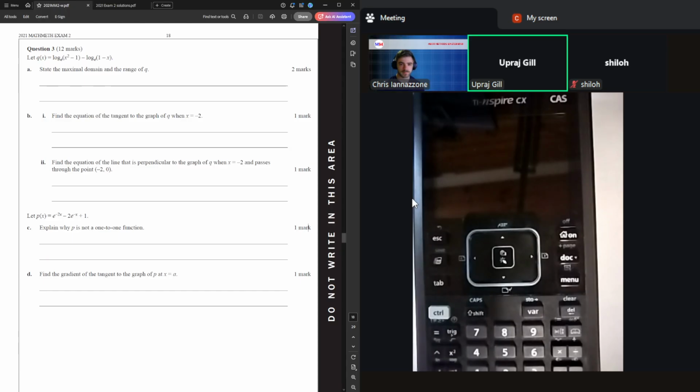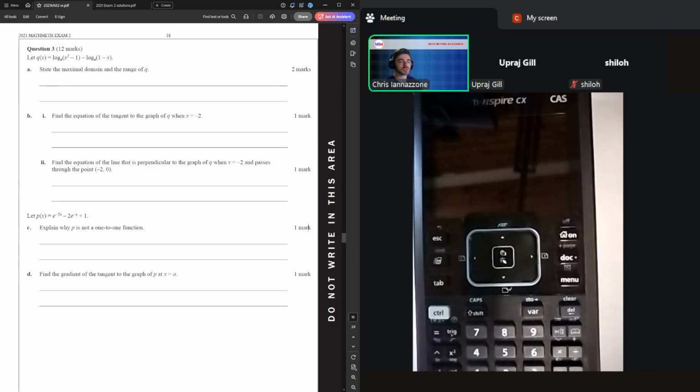Oh, go ahead, Chris. Is the maximal domain negative infinity to -1, with the curly brackets, not the rounded brackets? Sure is. How do you go about that? Well, first I put it into the graphing tool, but anyways, if you sub in anything more than -1, I think the logarithm just breaks down. So you're looking at this specific scenario, yeah.